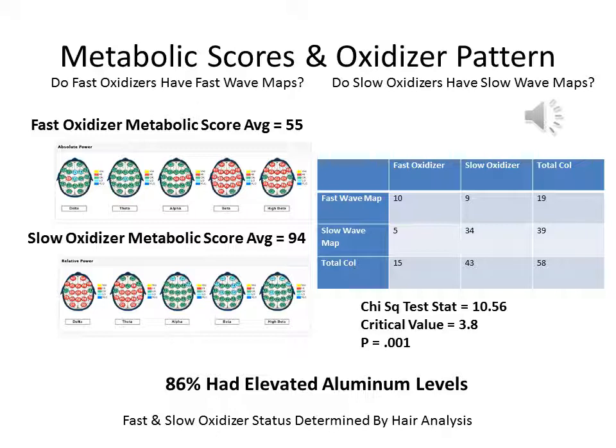What was interesting in this analysis is we also found that the people who had the most resistance to neurofeedback and also had a lot of oxidative stress problems were people who had large amounts of aluminum in their system. 86% of this population that we looked at, which was resistant to neurofeedback, had elevated aluminum levels.